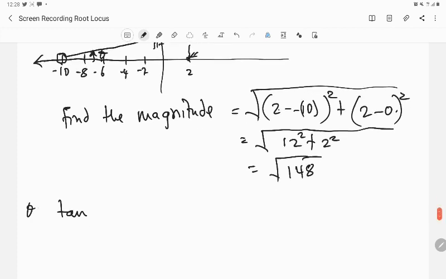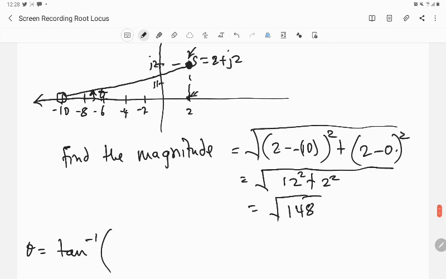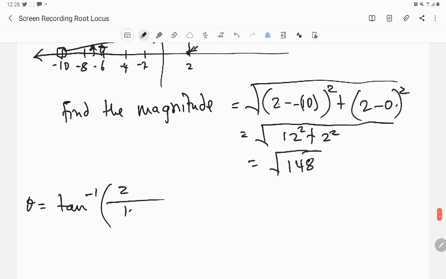In the same way, the angle will be here, theta. So theta will be equal to tan inverse of the distance up here, which is 2, divided by the distance across, which is 12, or 2 minus minus 10, and that gives you tan inverse of 1 over 6. So that you can easily compute.